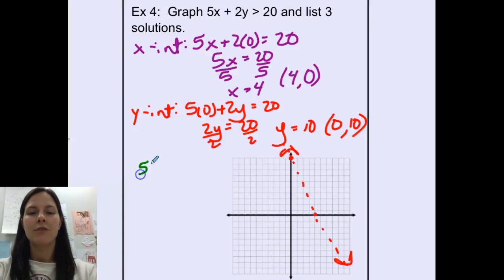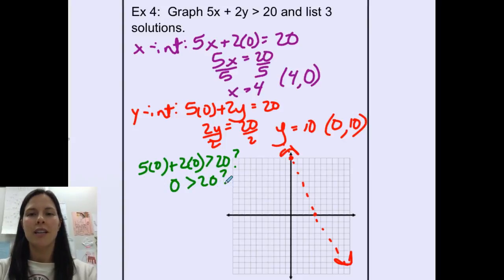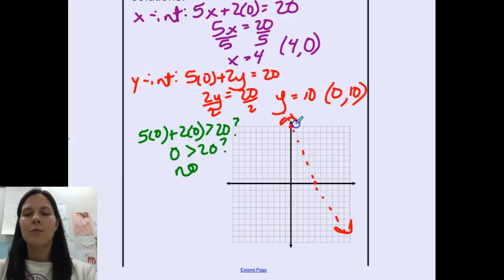Picking 0, 0, substituting it for x and y to determine if it makes the inequality true. 0 plus 0 is 0, and is 0 greater than 20? This time the answer is no, so we'll see what happens when you get an answer of no to your question. We shade on the side of the line that does not include 0, 0.